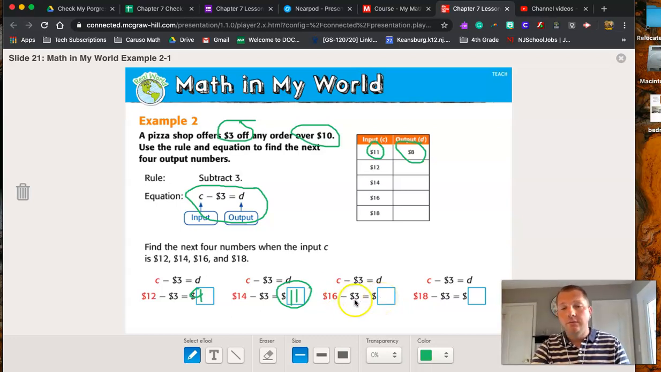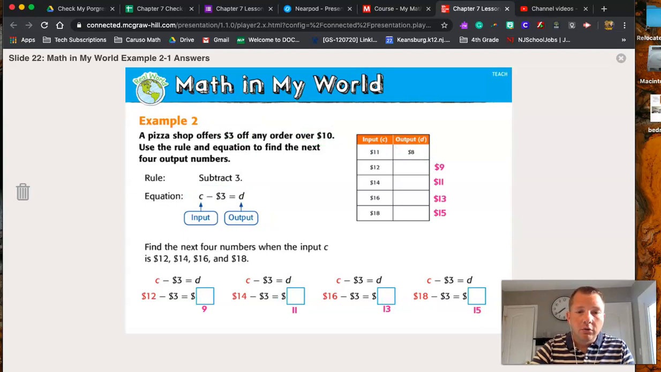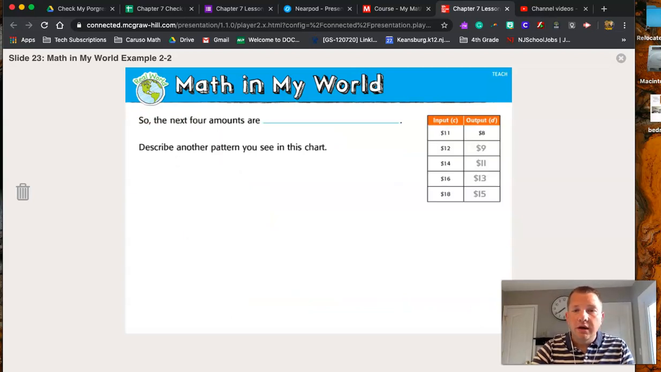So let's look at the next one. 16 minus 3, what's going to be our answer? 13, thanks to that equation that we figured out. And then 18 minus 3 is going to give me an answer of 15, and I filled in my chart. Pretty similar to what we did last week. We're just, like I said, ratcheting it up by adding in that equation. All right, moving forward, we know we got the correct answers, and this is just telling us to write out all the numbers, so it would be $9, $11, $13, $15.